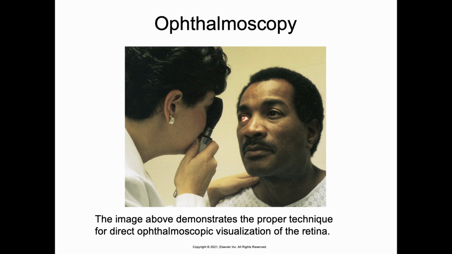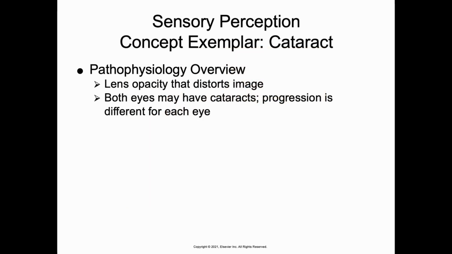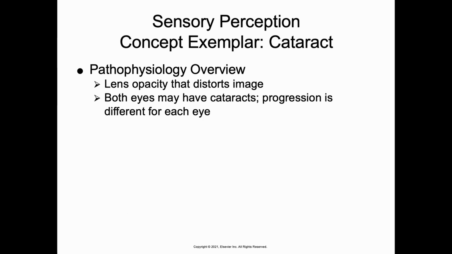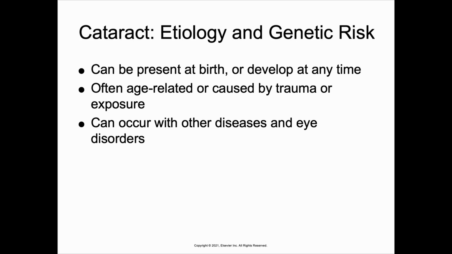All right, cataracts. So cataracts is the lens opacity that distorts the image. Very common these days, with everybody having cataracts. Both eyes may have cataracts, but the progression is different in each eye. So one eye may go first, where they start to see blurred vision, and the other eye is fine. And then maybe a couple months later, while they're getting treatment on that one eye, the other eye starts to get cataracts with it. It can be present at birth or develop at any time, often age-related or caused by trauma or exposure. And it can occur with other diseases and eye disorders.